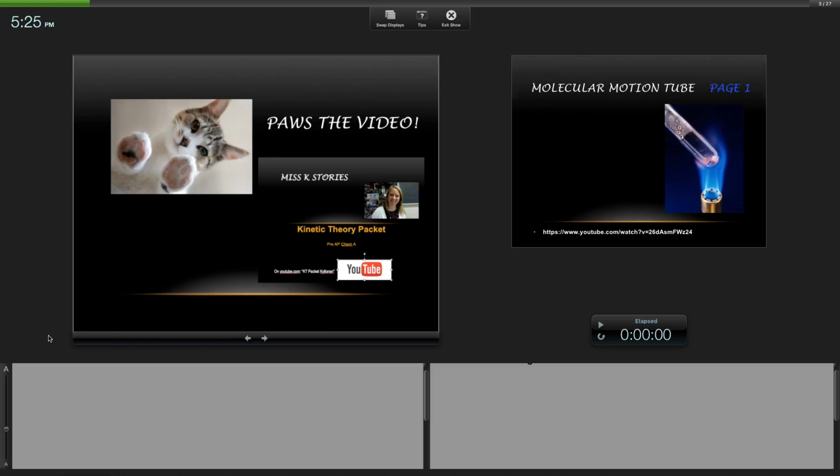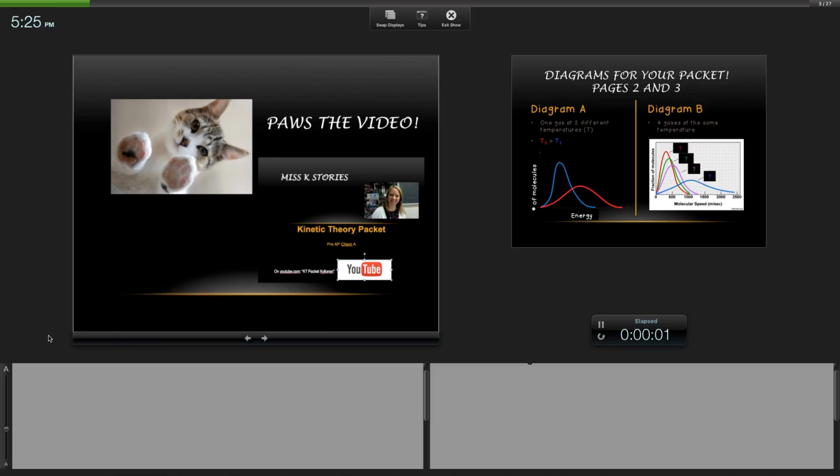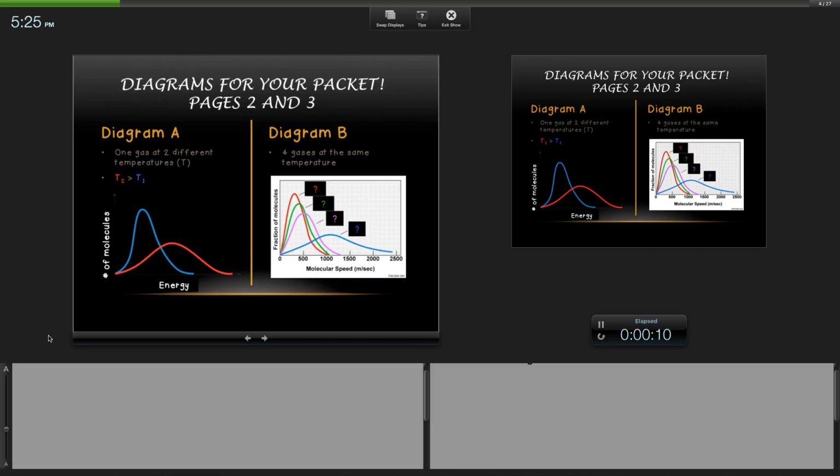All right, so at this point you want to pause the video and then go ahead and continue through the packet. Come back to the video when you're ready for diagrams on pages 2 and 3.